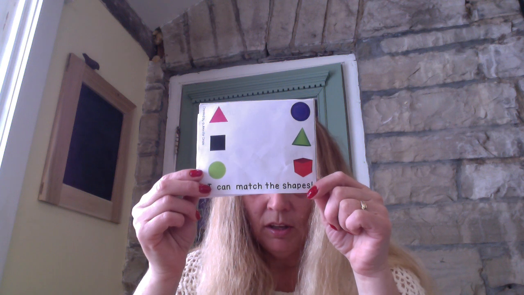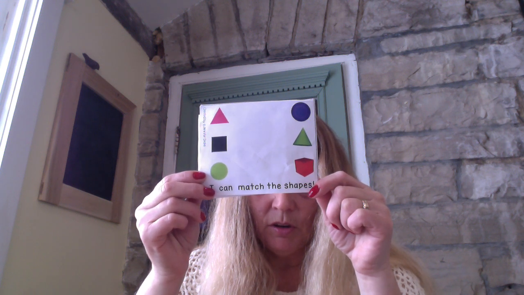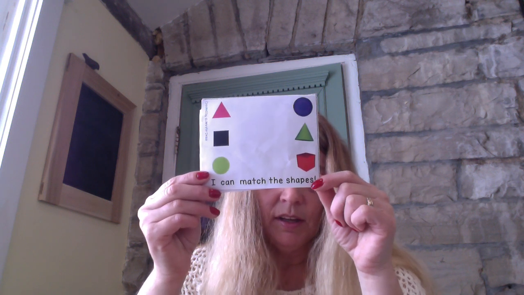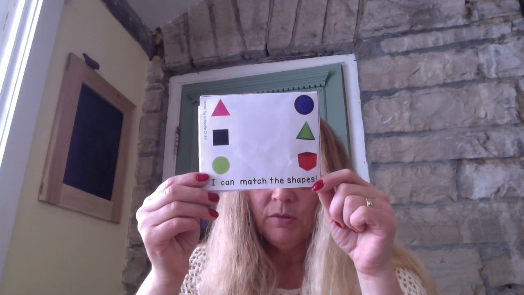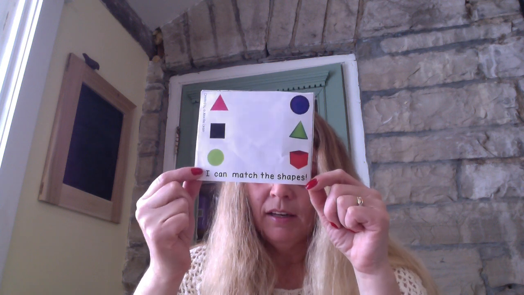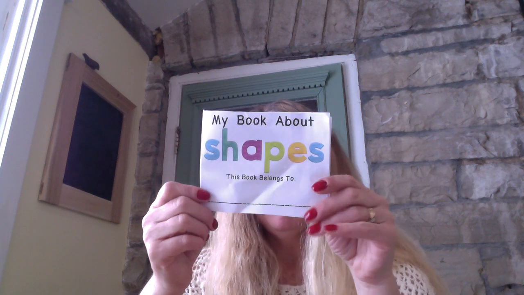A triangle, what would it match with? A circle, would it match with a sphere, a cone, or a cube? A square, would the square match with a sphere, a cone, or a cube? And a circle, would that match with a sphere, a cone, or a cube? I know that you can do that and match those shapes up, no problem. And then you'll have your very own shape book.